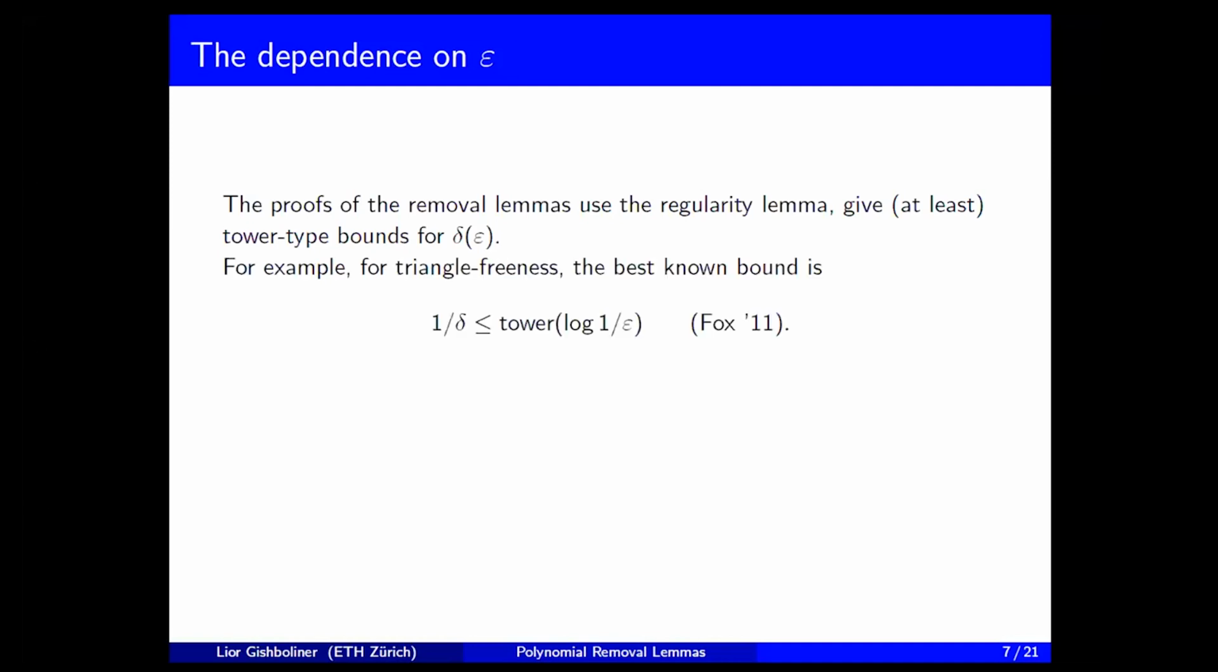Even, for example, for triangles, the best bound, due to Jacob Fox, is that 1 over delta is at most a tower of exponents, so 2 to the 2 to the 2 to the 2, and the height of this tower is log of 1 over epsilon. So it grows very, very quickly with 1 over epsilon. So it's a major problem to improve this bound.